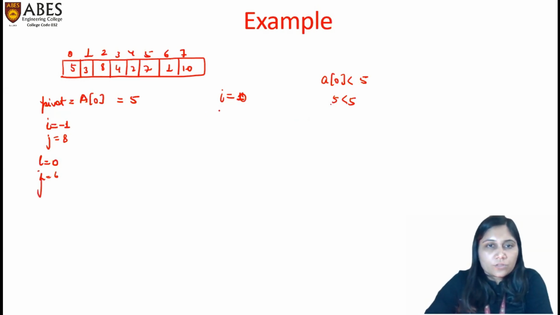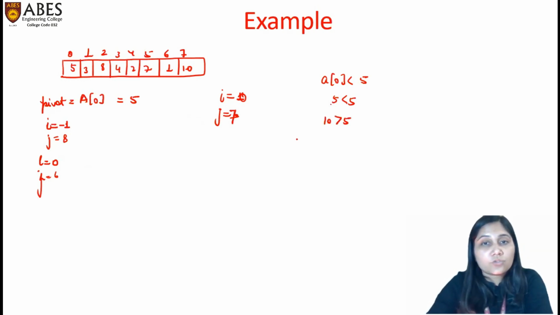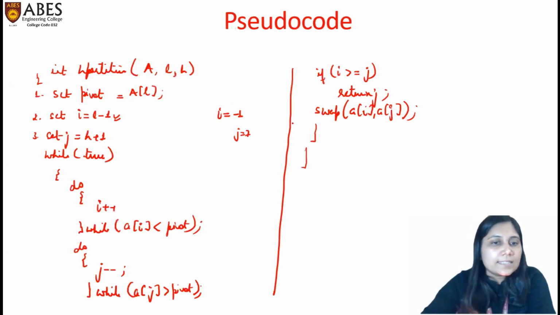So now your j will become 6. Okay, sorry, 7, because it was earlier 8. So 10. Now see, 10 is greater than 5. Yes, the condition is true. If the condition is true, then what we have to do, we will be moving in the same loop again.